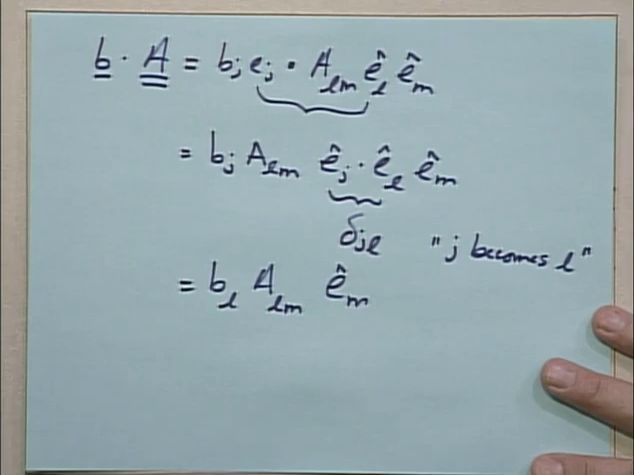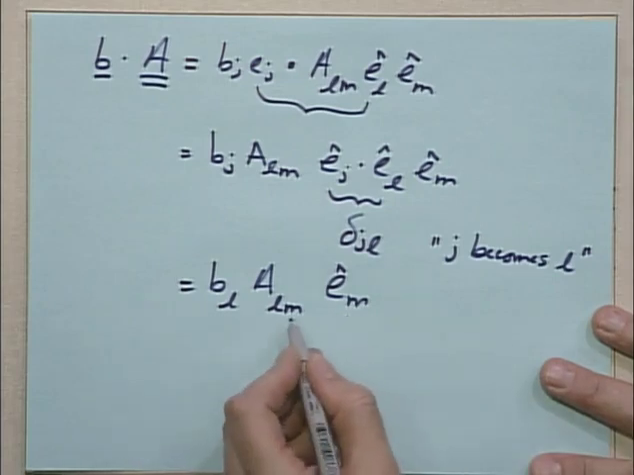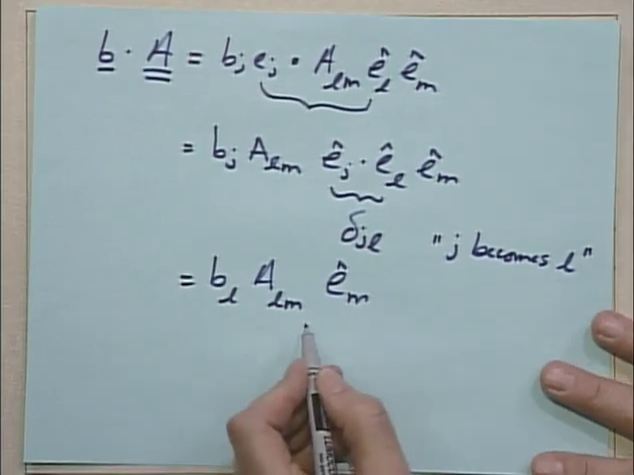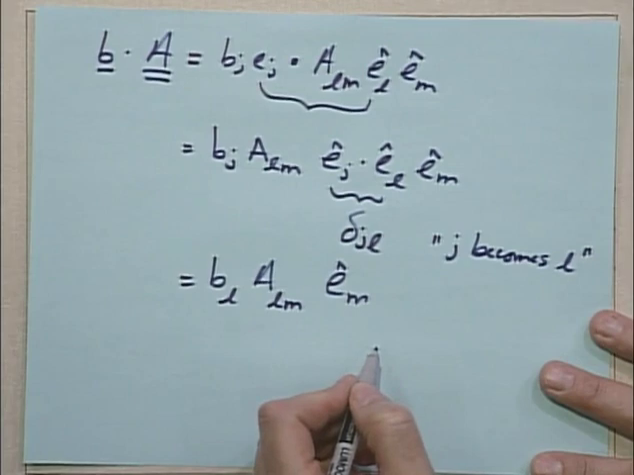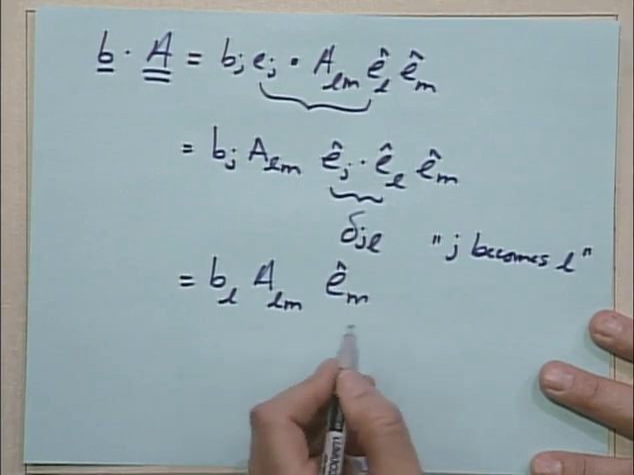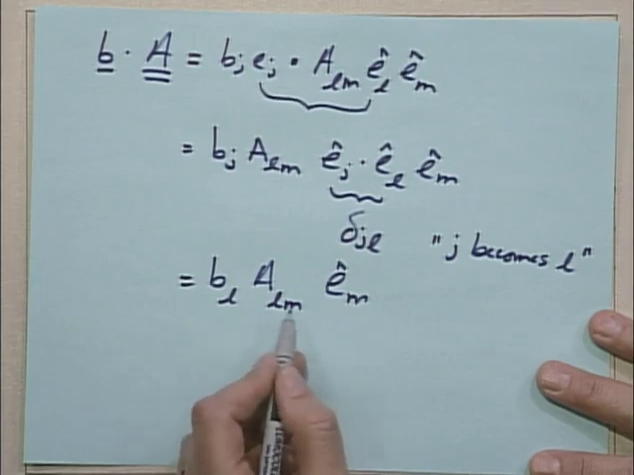Why? BL and ALM are scalars. These are scalars, and there's one unit vector. There's a summation over M. That's going to give us E1 plus E2, E3 with different coefficients. So yes, this is a vector. There are two missing sums. There's a sum over L and a sum over M. The sum over M is going to give us E1, E2, E3. The sum over L is not going to affect that, but it's going to affect the coefficient.